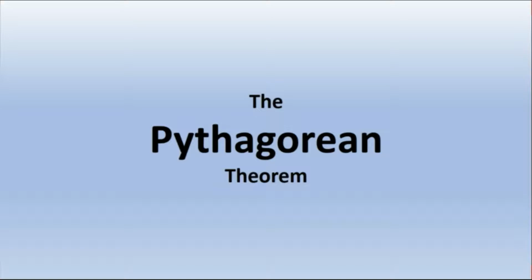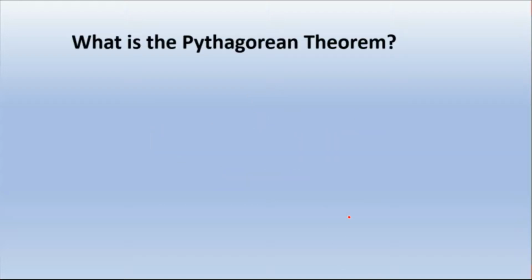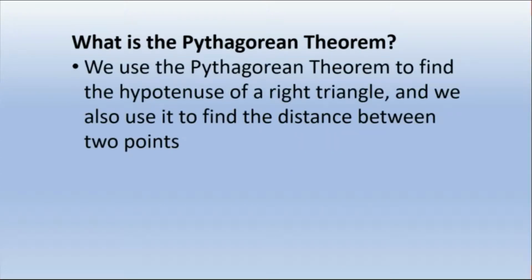Today we're going to be looking at the Pythagorean Theorem and how we can use it to find the length of the hypotenuse. So let's get started. Alright, so what is the Pythagorean Theorem? We use the Pythagorean Theorem to find the hypotenuse of a right triangle. We also use it to find the distance between 2 points. But we're going to save that second part for our next video on specifically finding the distance between 2 points using the Pythagorean Theorem.